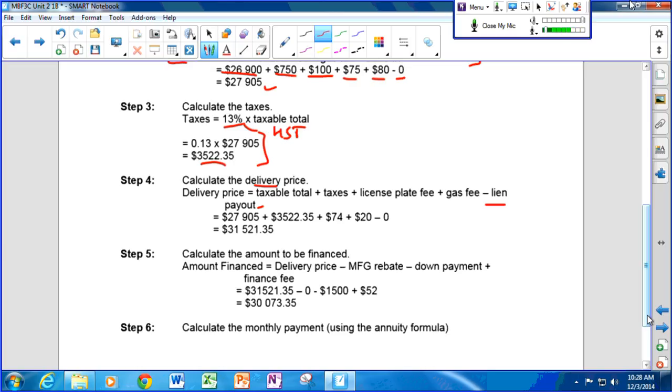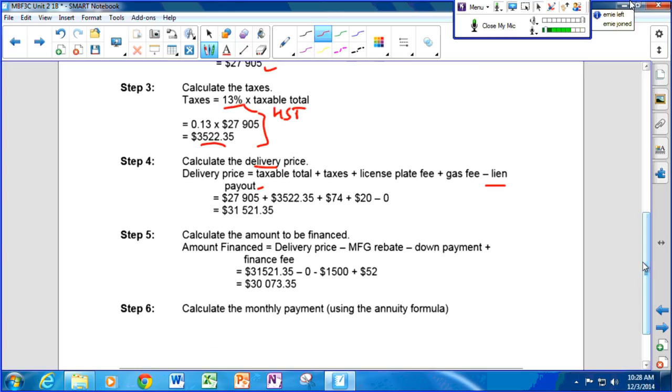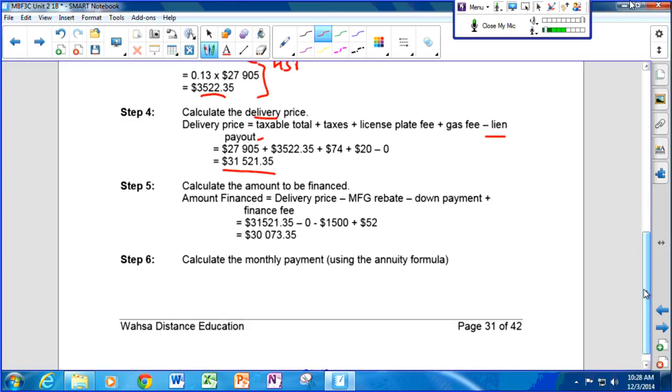Anyway, we'll take a look at some examples that include a lien payout. So we crank all those through our calculator, and that's our delivery price. So that's what you'd bring a check for. Now, if you are financing, then it's going to be the delivery price minus any manufacturer's rebate, which doesn't factor into the tax calculations, minus any down payment, which in this case was $1,500. And of course, there's a finance fee of $35, which is added to your price.